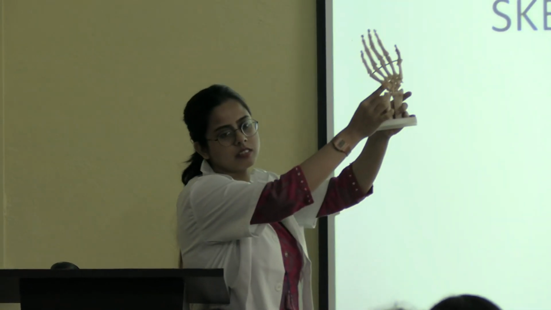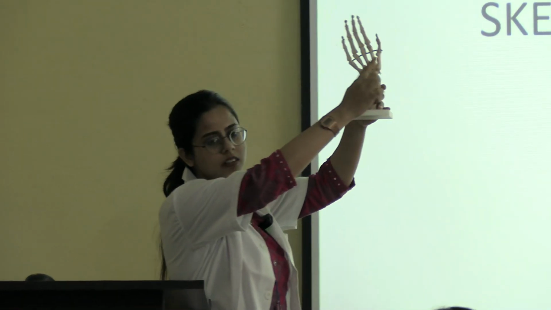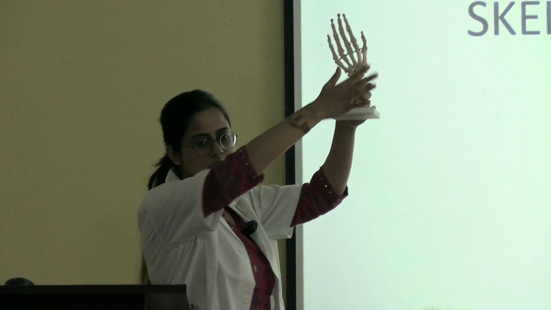So these are carpal bones, and these are phalanges. Can anyone tell me how many carpal bones there are? Eight. So total 16.